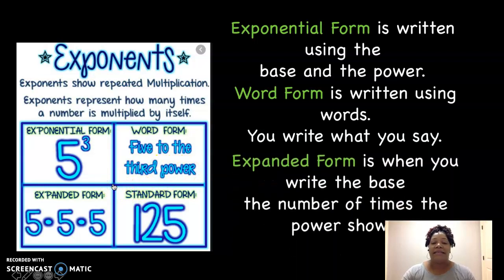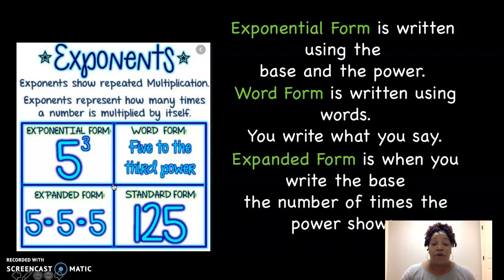Our next form is expanded form, and this form is exactly what it says. We are expanding our exponent. Expanded form is when you write the base the number of times the power shows. So I said our base was 5, our power was 3. So if I'm writing in expanded form, I'm going to take 5 as my base, and I'm going to write it 3 times. That's expanded form.